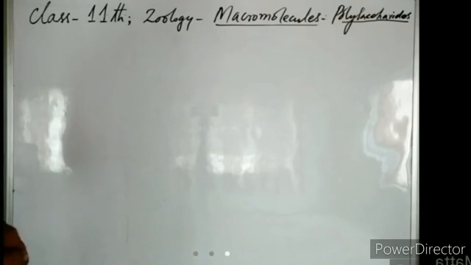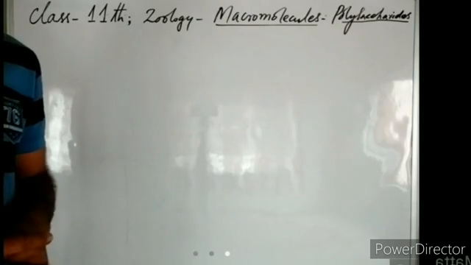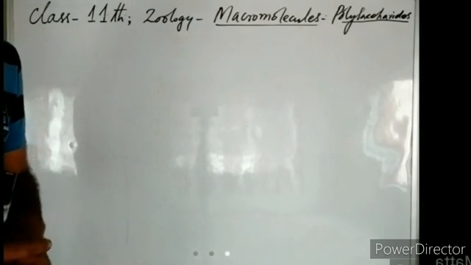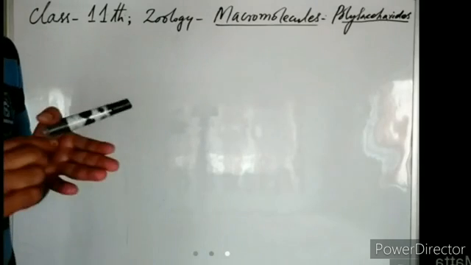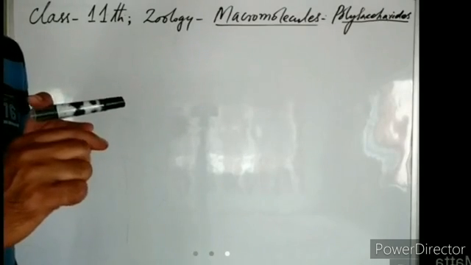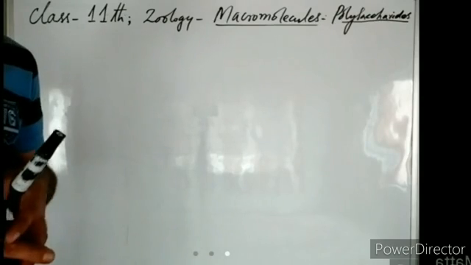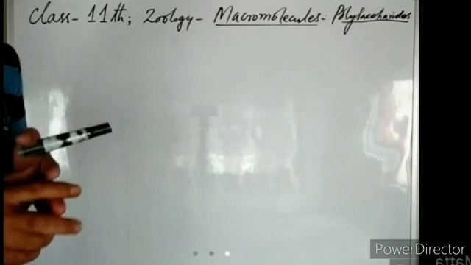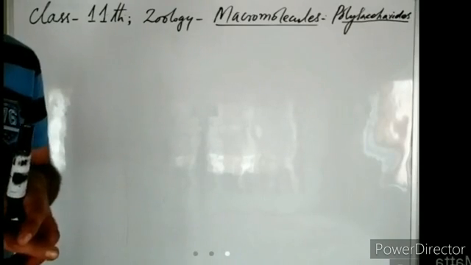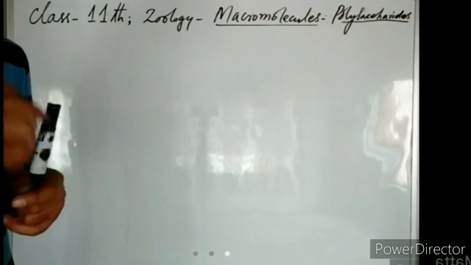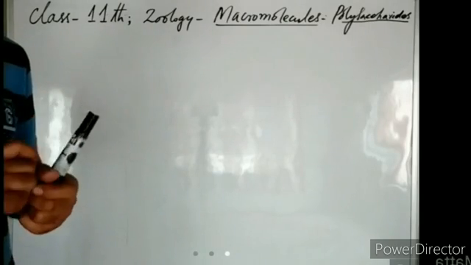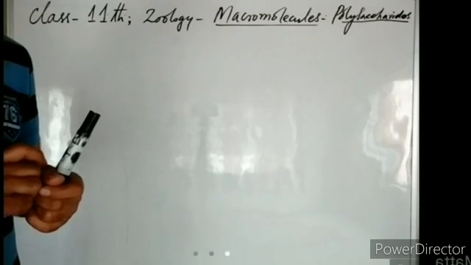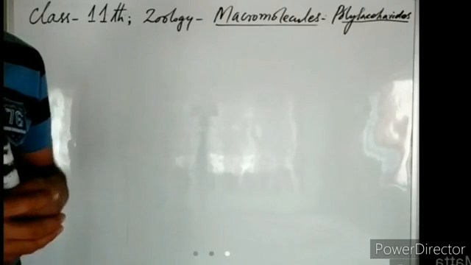Cellulose is a polymer of the monosaccharide beta glucose. Similarly, chitin is a polymer of the monosaccharide, modified sugar, N-acetyl glucosamine. In chitin, many N-acetyl glucosamine units combine to form chitin. In cellulose, many beta glucose units polymerize and form cellulose. So in cellulose, the basic unit is beta glucose, and in chitin, the basic unit is N-acetyl glucosamine. That is why we call them homopolysaccharides.